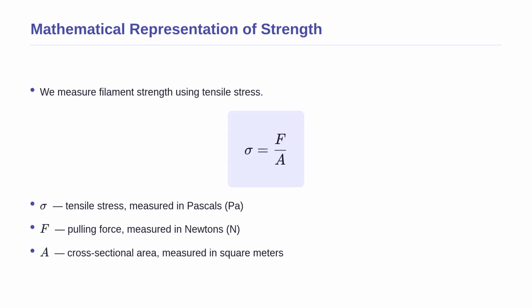Sigma represents the tensile stress experienced by the filament, measured in pascals. F represents the pulling force applied, measured in newtons. A represents the cross-sectional area of the filament, measured in square meters. If the pulling force F increases, the stress on the filament increases, making it more likely to break. However, if filaments bundle together to increase their total area, A, they effectively reduce the overall stress.